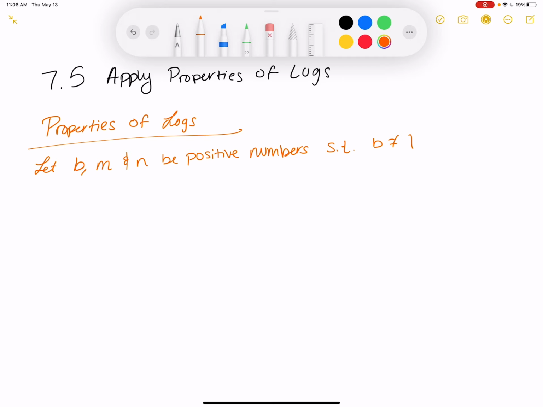And after you write the property, leave a space, and I'm going to come back and tell you the little hint for how to remember it. Wait, what is ST? Such that. Okay. All right, first one is the product property.